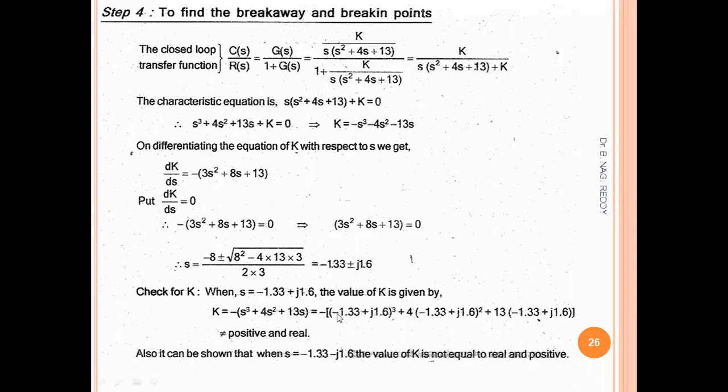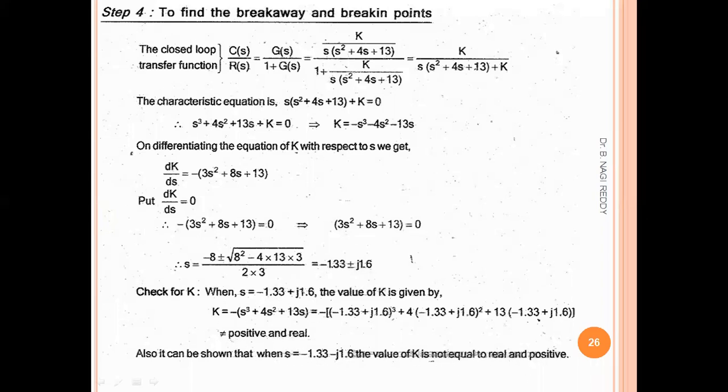You can see that the s value is substituted in this equation. If you simplify, the value is not important here. The exact answer is not required, but the answer should be a positive and real value. It has to be positive and real. Then only there is a chance of a breakaway or break-in point. If the value of k is not positive and real, then there is no chance of breakaway and break-in points. So we have to do the same exercise for all the s values. Here we are having two s values.